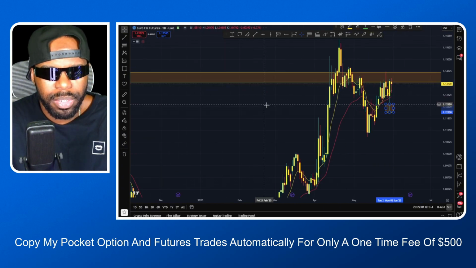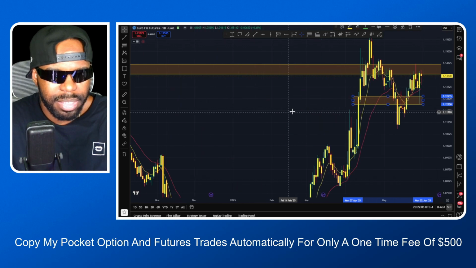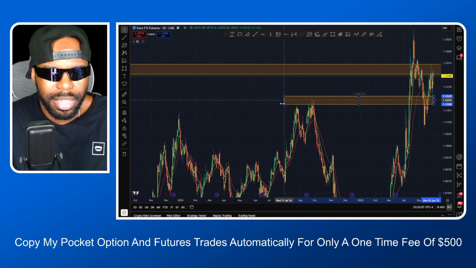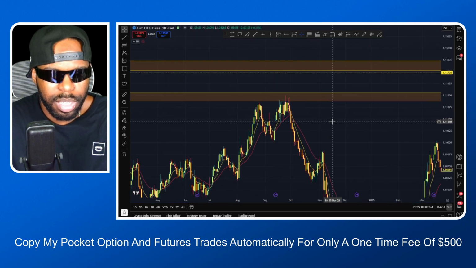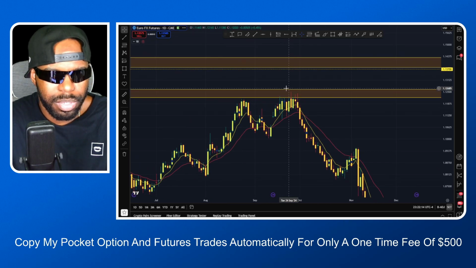After I do that, I like to drag it in the past and see if price is rejecting these zones. As you can see, look at this. Price rejected here. You see that rejection right there?